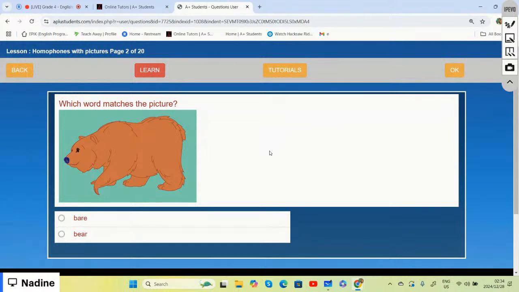Which word matches the picture? Here we have a bear. Is it option one, bear, which is B-A-R-E, or option two, bear, which is B-E-A-R? We need to choose the correct word.